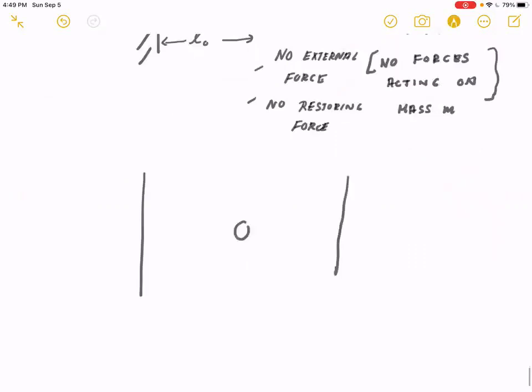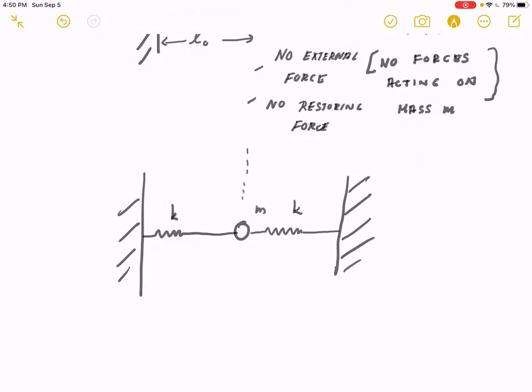I'm going to take my mass and attach it to one spring to the left, which I'm going to stretch, and then attach another spring to the right of the mass. To make things simple, these two springs are identical, so they have identical spring constants. My mass will be at rest. So this dotted line indicates my equilibrium position.